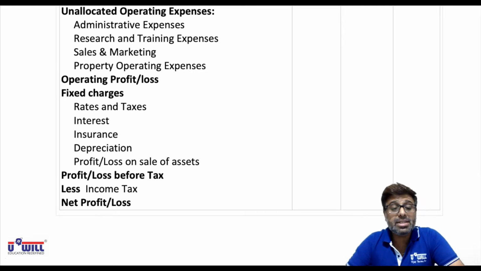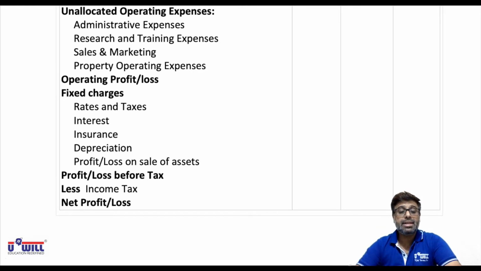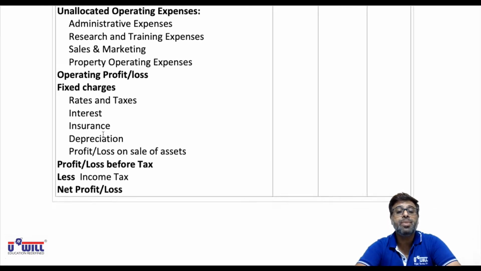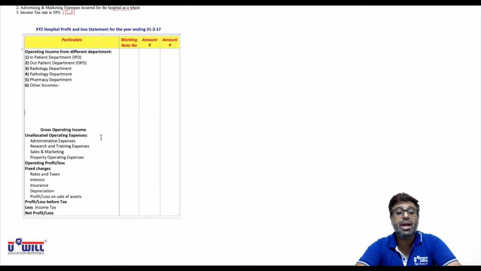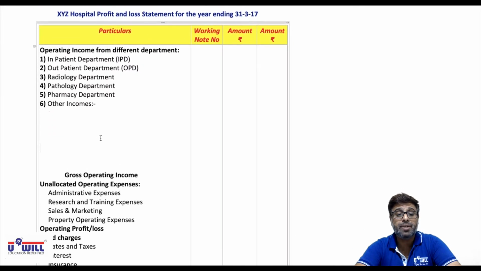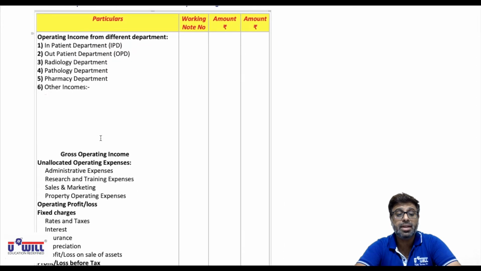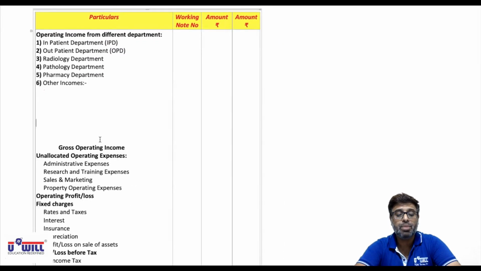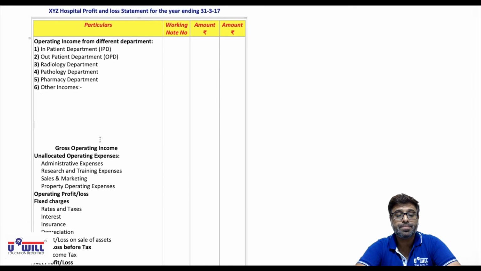You will minus fixed charges from operating profit or loss: rates and taxes, rest in DPs, rates and taxes, interest, insurance, depreciation, profit or loss on sale of assets. Then you'll get profit or loss before tax. You'll minus income tax. You'll get net profit or loss. So all of you pause the video and make this format of P&L statement as fast as possible. Okay, and then we make the notes. Okay, pause the video and make this format.